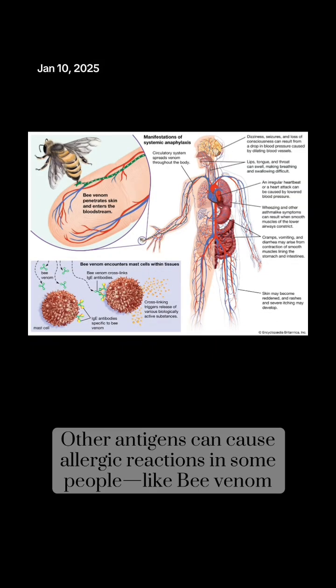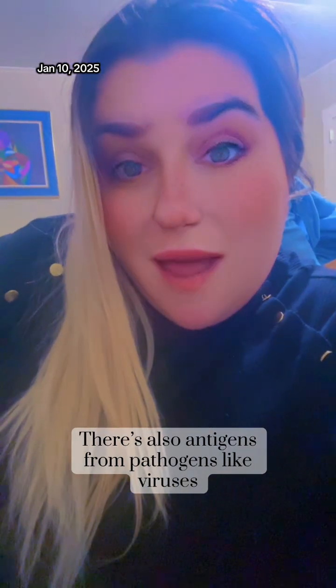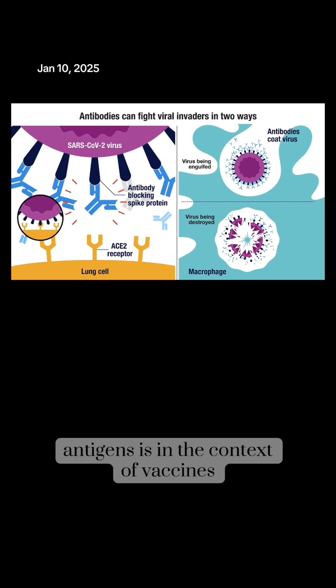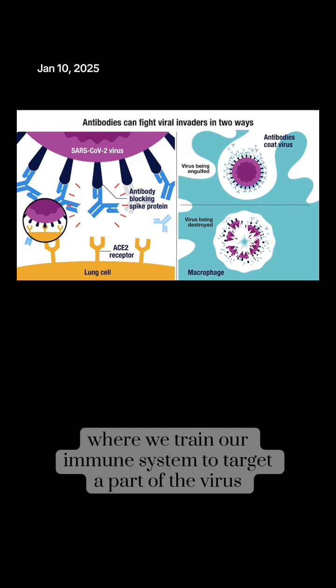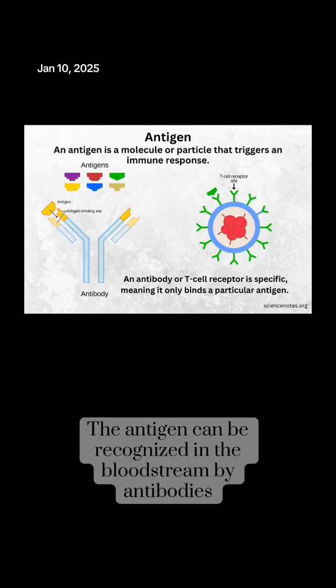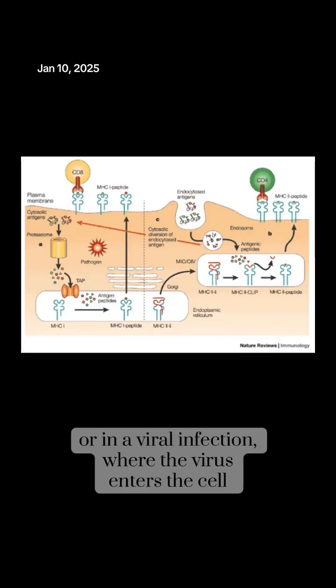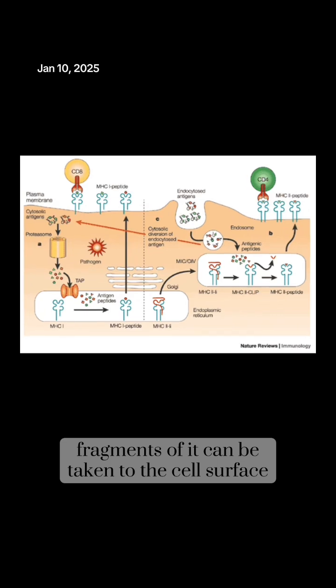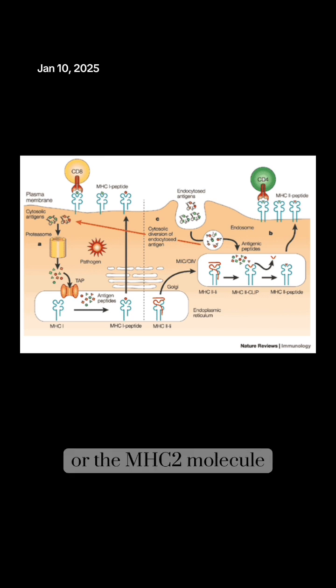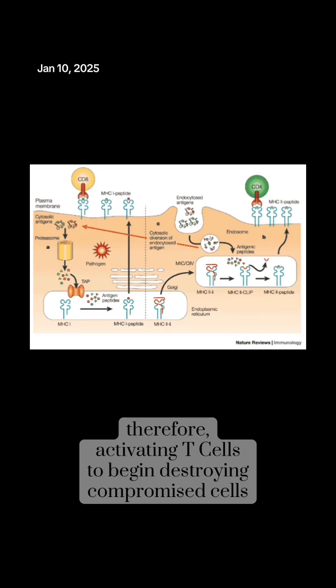Other antigens can cause allergic reactions in some people, like bee venom. Also, antigens from pathogens like viruses. And in the context you're likely most familiar with antigens is in the context of vaccines, where we train our immune system to target a part of the virus like the spike protein to destroy it. The antigen can be recognized in the bloodstream by antibodies, or in a viral infection where the virus enters a cell. Fragments of it can be taken to the cell surface, where the antigen is then presented to T cells on either the MHC1 molecule or the MHC2 molecule, therefore activating T cells to begin destroying compromised cells.